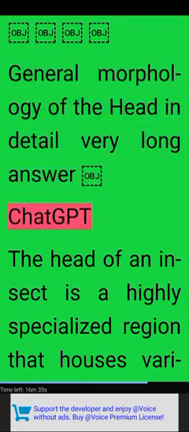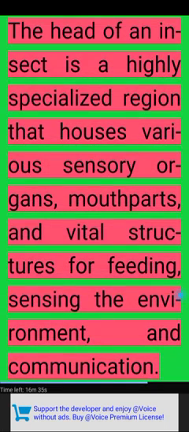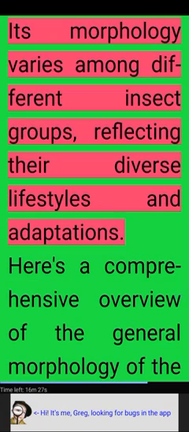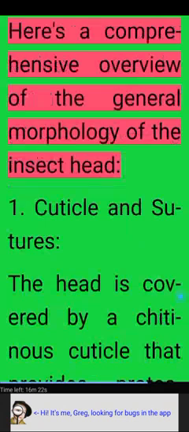Very long answer. ChatGPT. The head of an insect is a highly specialized region that houses various sensory organs, mouthparts, and vital structures for feeding, sensing the environment, and communication. Its morphology varies among different insect groups, reflecting their diverse lifestyles and adaptations. Here's a comprehensive overview of the general morphology of the insect head.